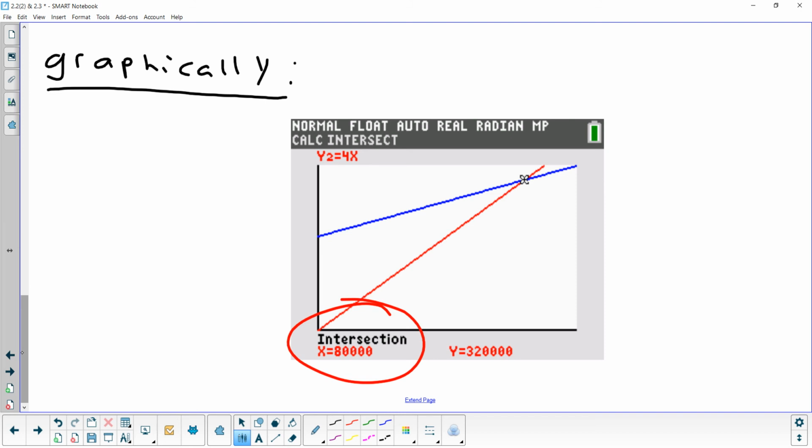And the 320,000, that's your cost to make 80,000 shirts. That's also your revenue if you make 80,000 shirts. The cost and the revenue are equal at that point. If you sell more than 80,000 shirts, now you're making money. Okay, any questions on that?